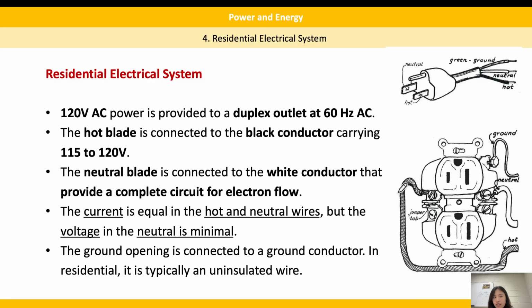Next is the residential electrical system. Now we already got the electric power from the generating station, delivered through the transmission line, and now we have the power in our home. So what is a residential electrical system? Usually in most buildings we use 120V AC power. This is provided to a duplex outlet at 60 Hz AC. The hot plate is connected to the black conductor carrying 120V. So we can say that one is the hot plate.